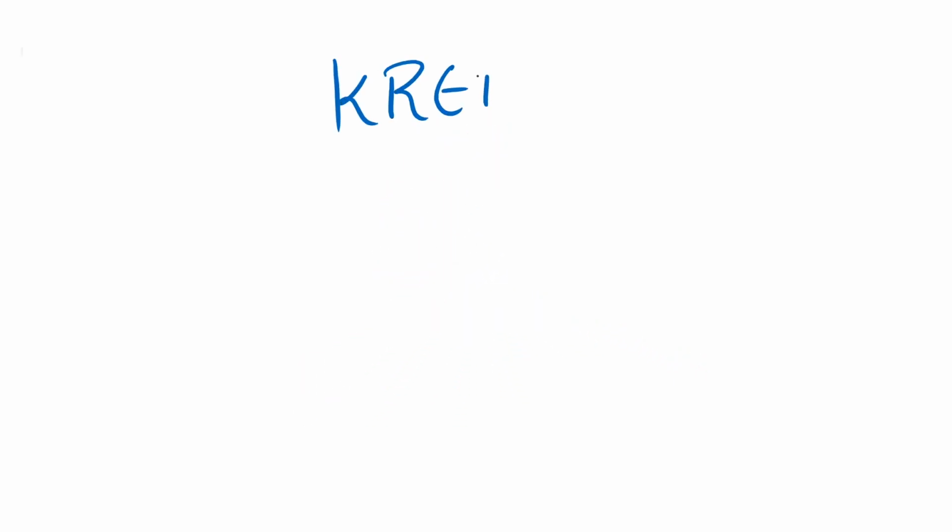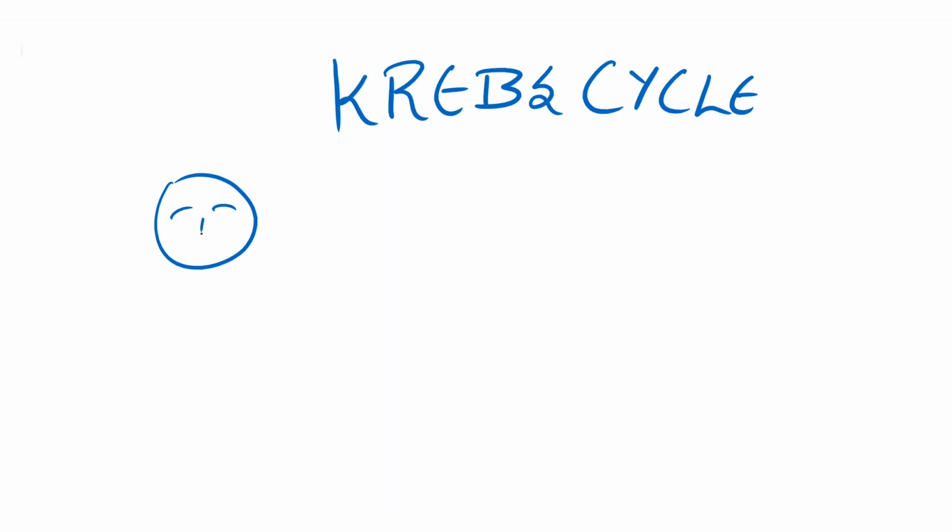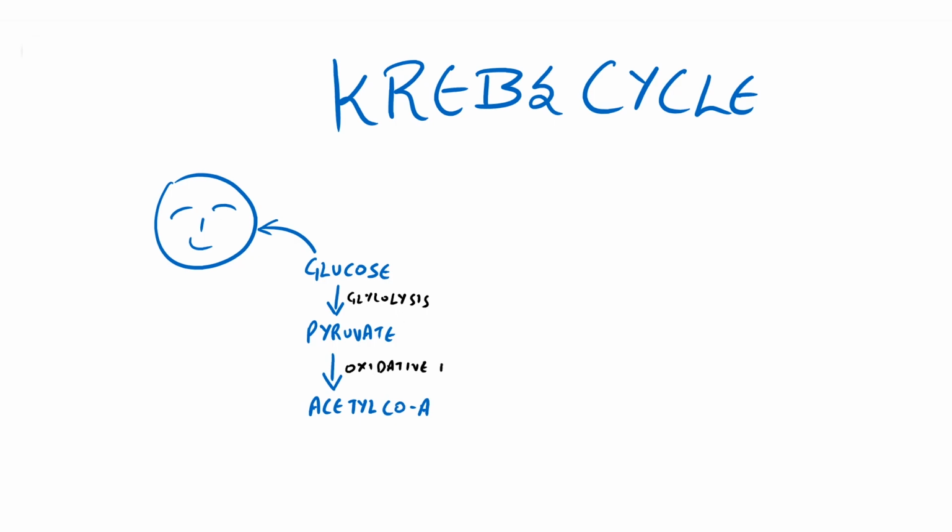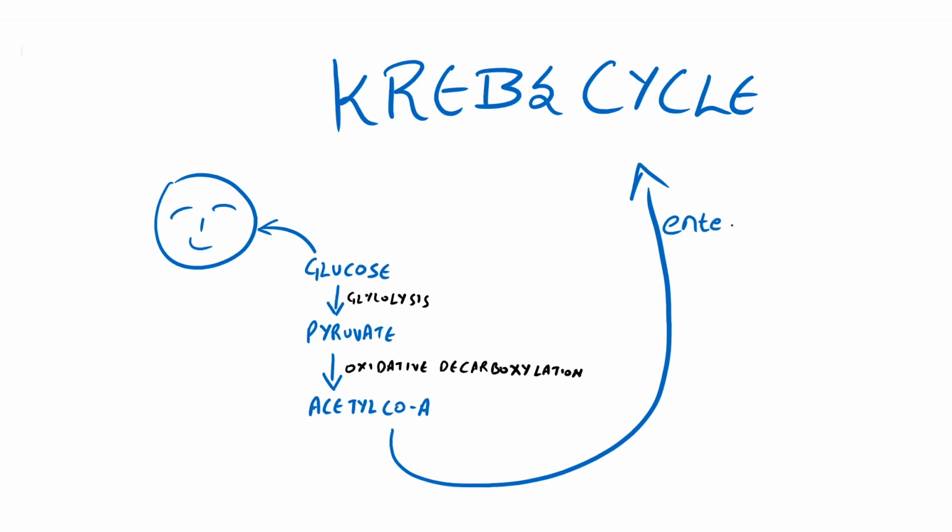The Krebs cycle is used to produce energy for our body. The person takes up glucose, which is converted into pyruvate by the process known as glycolysis. This pyruvate is converted into acetyl-CoA by undergoing oxidative decarboxylation, and from here acetyl-CoA enters the Krebs cycle.